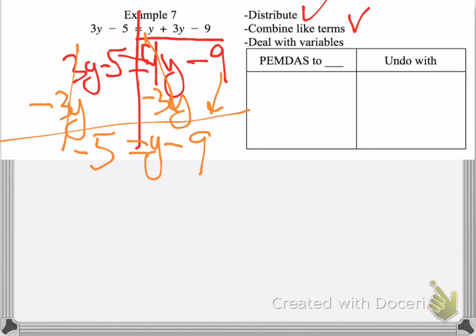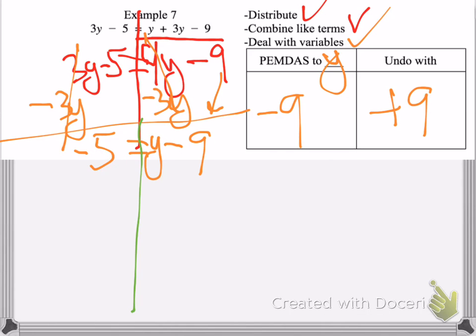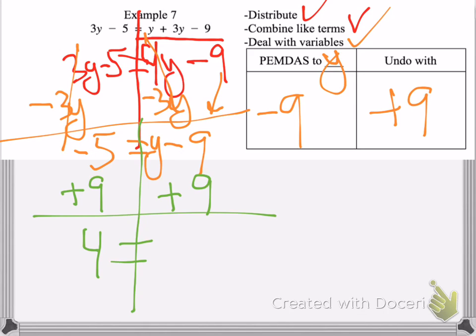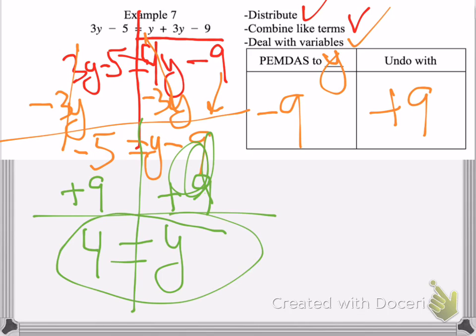So we're doing our order of operations. I dealt with my variables. PEMDAS to variable y. So what we're doing to y is we're subtracting 9 from y. So we undo that with adding 9. So I'm going to switch my color. So now on both sides of my equal sign, I'm going to add 9, add 9. We have negative 5 plus 9, which is 4. And we've got our y. Negative 9 plus positive 9 is gone. So our answer, y equals 4.